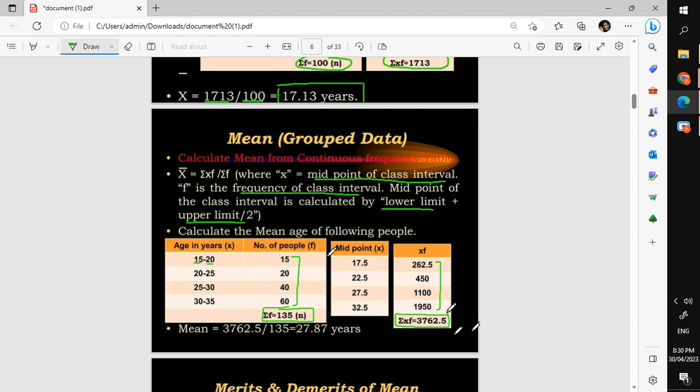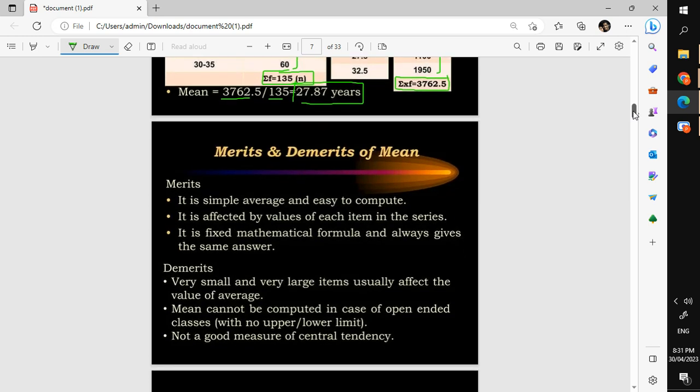Summation of x times f, that's 3,762.5, divided by summation of f, that's 135. So if you divide that, the answer is 27.87 years. It means that the average age in that study is 27.87, or the expected age of the respondents in that study is 27.87 years.